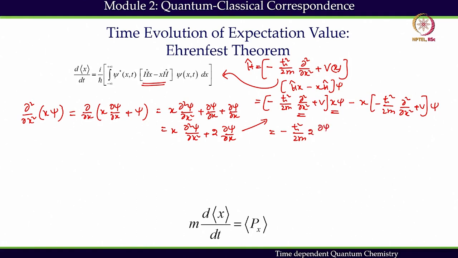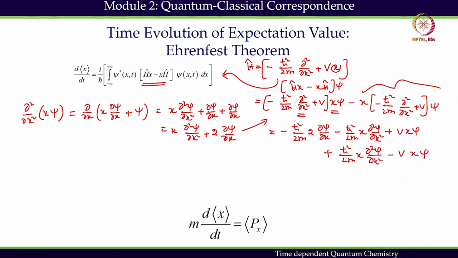Two times the first derivative, minus h cut square by 2m into x, plus v x psi, plus, now this part I will calculate, plus x h cut square by 2m times x second derivative, minus v x psi. Remember v is a multiplication operator.